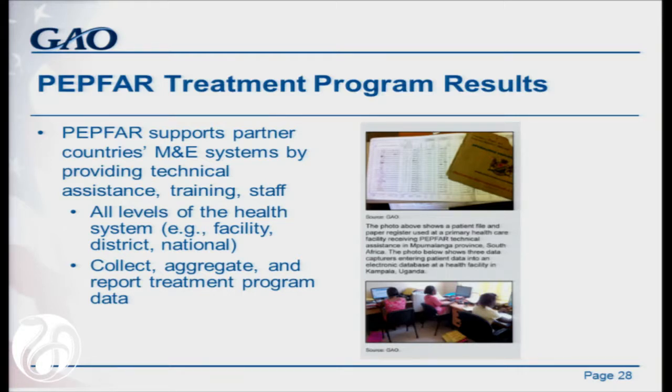The picture here shows that it's for paper-based systems and for electronic systems, and this is helping partner countries, at facility level, district level, and national level, collect, aggregate, and report out information on treatment programs. Our main sources of information for a nice summary of these activities were the country operational plans, annual performance reports, as well as evaluations.